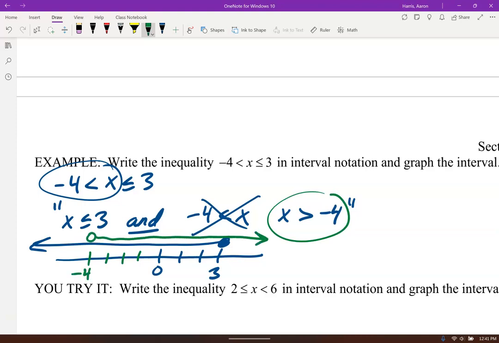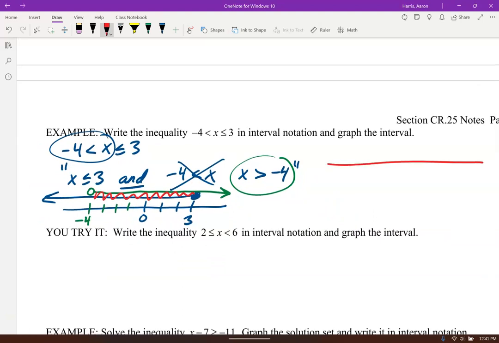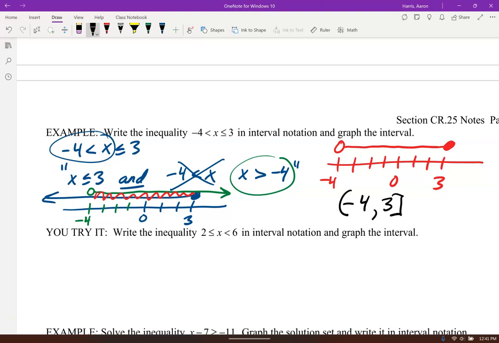Now it has to be both. So the solutions are everything in between. So here's the actual graph over here in red, from negative 4, not including negative 4, up until 3, and you're including 3. And then our interval notation will be from negative 4, reading it left to right. Do not include negative 4, but include all the solutions up until 3.